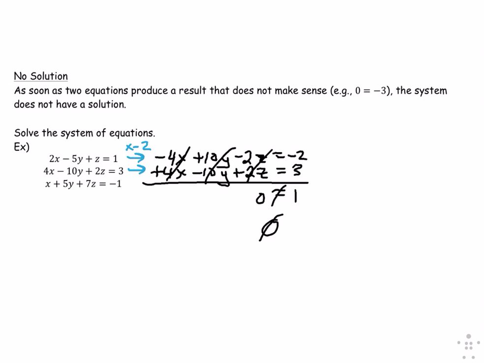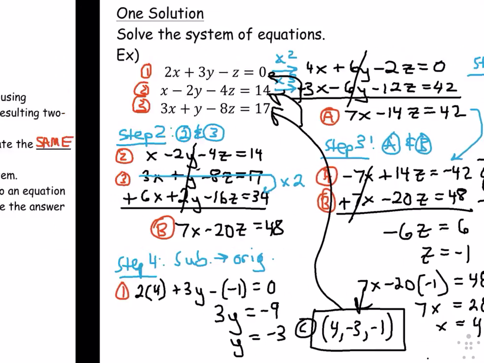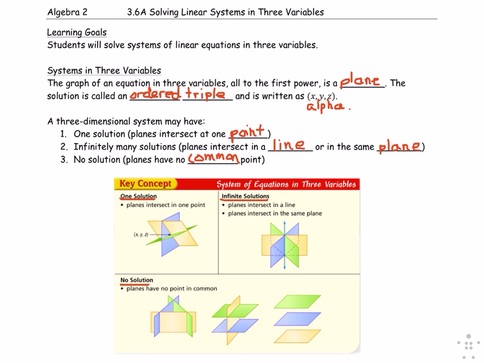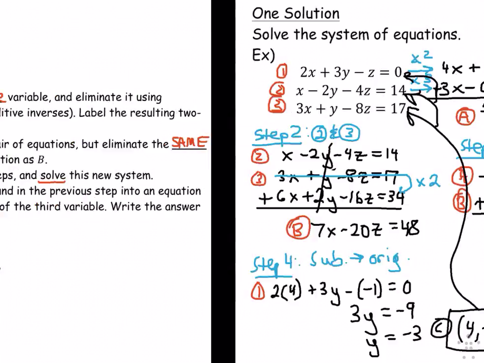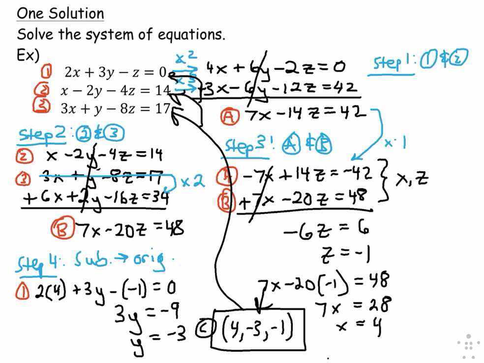So overall, we got to see that visually we could have one intersection among all three planes for an ordered triple solution. Infinitely many, it could either be a line or it could be all of them are the same plane, so like three pieces of paper stacked on top of one another. And no solution can look like a variety of situations, but the thing to keep in mind is there's no common ordered triple.